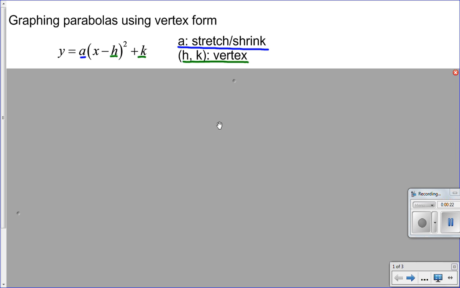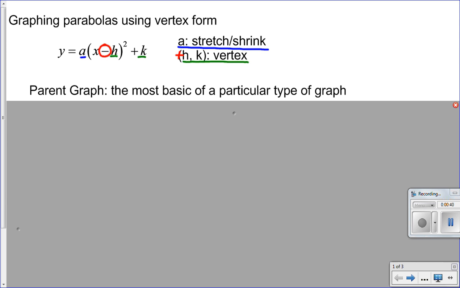Notice in the equation, the h value is negative, while in the vertex, the h value is positive. That tells you that when you write the x value for the coordinate of the vertex, you're going to have to remember to change its sign.